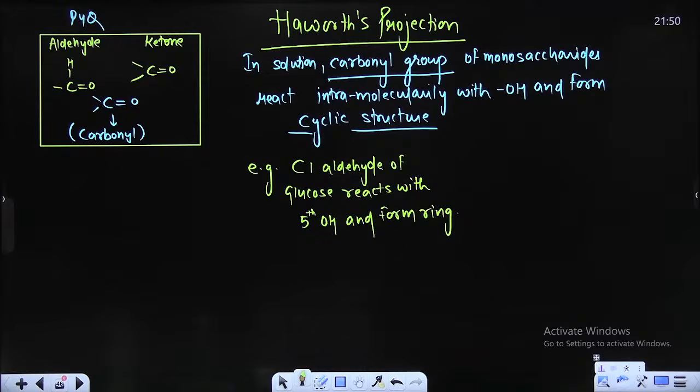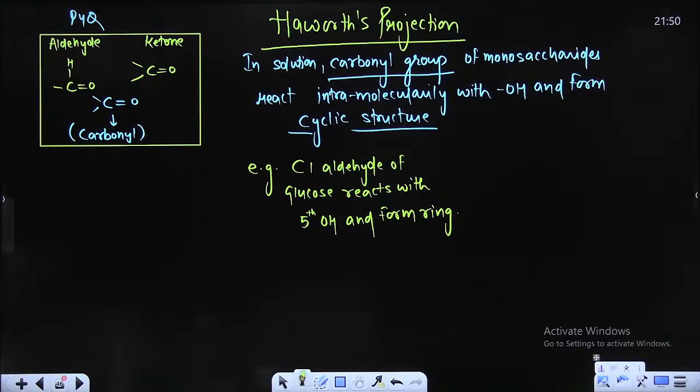So any doubt so far? Any doubt so far? Pakka? Sure? Are you sure? Are you sure? Sure, bache?